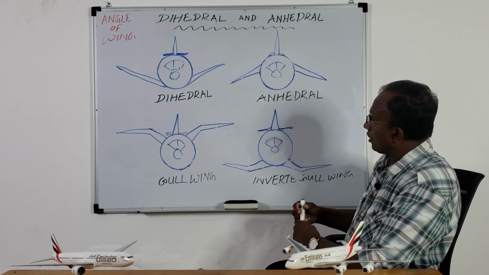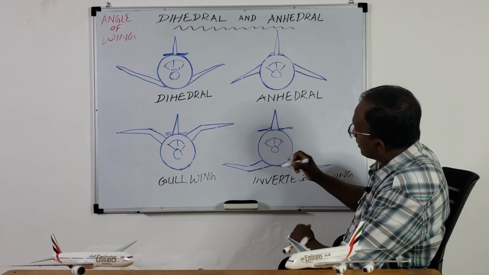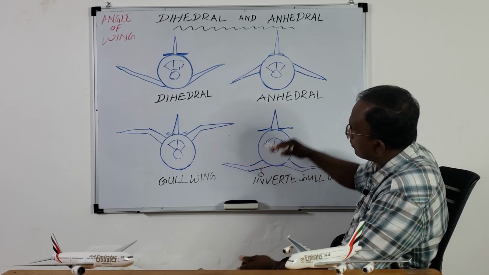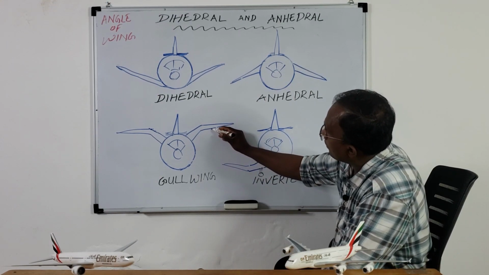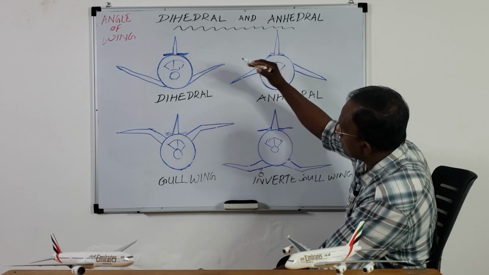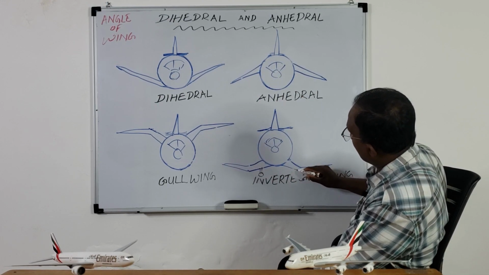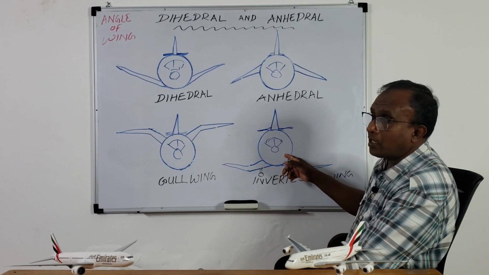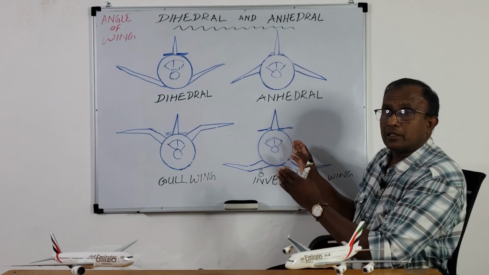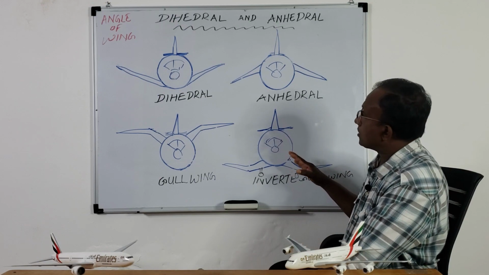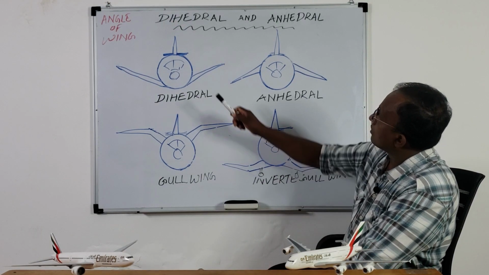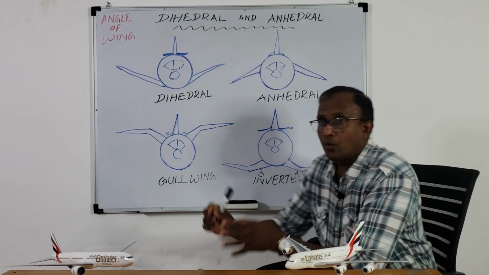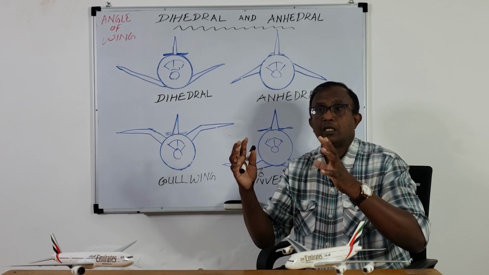So this mostly reduces the undercarriage length. No need to fix long undercarriage like this. This one needs a very long undercarriage, but this one is short undercarriage. So that is the main purpose, and this aircraft was used in the battlefield in the past.